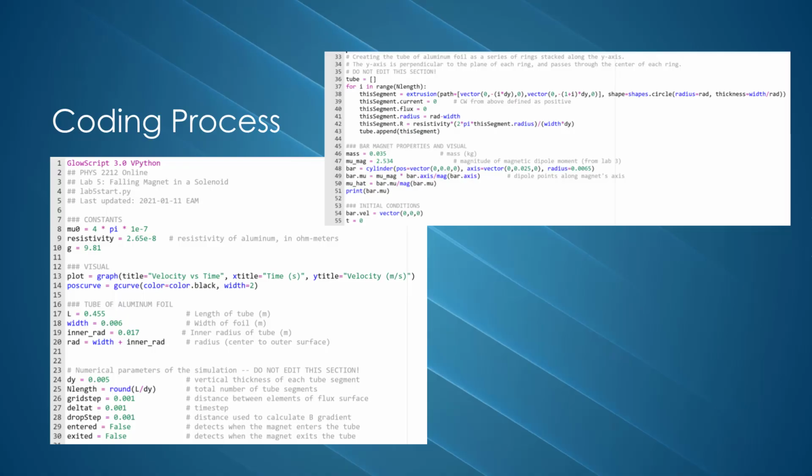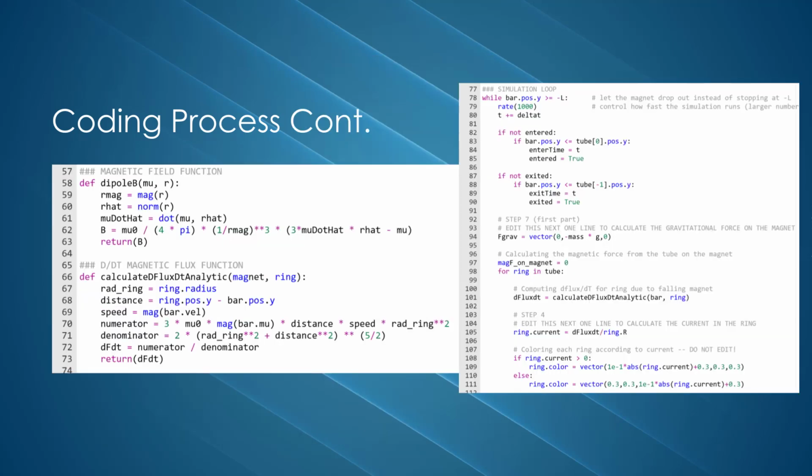Coding process. We start with our constants and then we move on to our geometry and our parameters for the model. Next up, we have two functions. One returns a magnetic field given a dipole moment and a position vector. The other calculates the derivative of the flux, the magnetic flux.